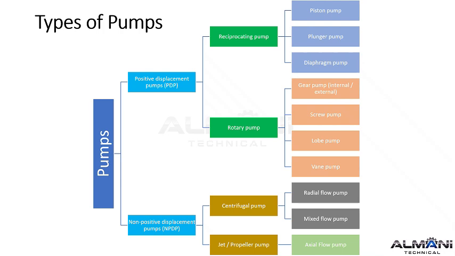Positive displacement pumps include reciprocating types, piston, plunger, and diaphragm, and rotary types, such as gear, screw, lobe, and vane pumps. Non-positive displacement pumps include centrifugal pumps, radial and mixed flow, and jet or propeller pumps, also called axial flow pumps.